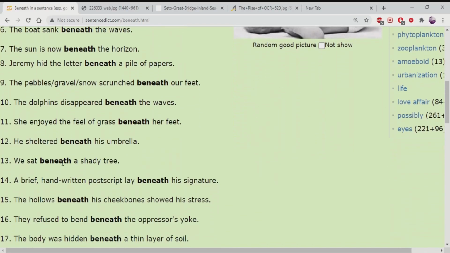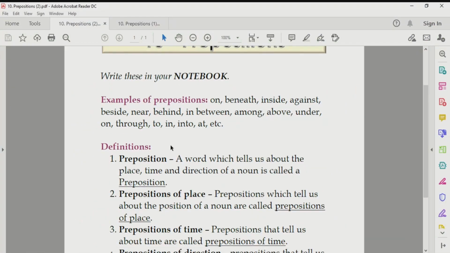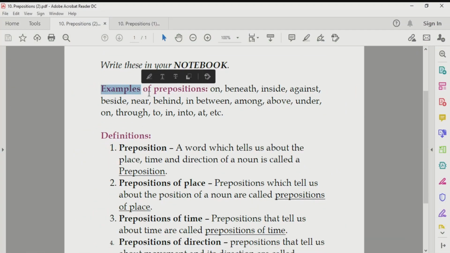We can take another example. We sat beneath a shady tree. Dear students, please note beneath and under have almost the same uses. We sat beneath a shady tree. That means हम एक पेड़ के नीचे बैठे. So you can use Google to find more examples and learn how to use all the prepositions. So that's it for this video. Thank you, students.